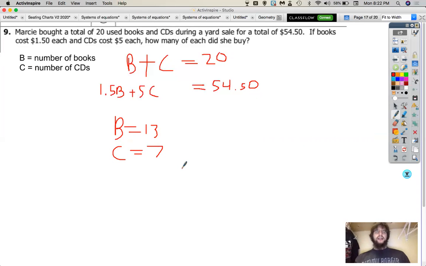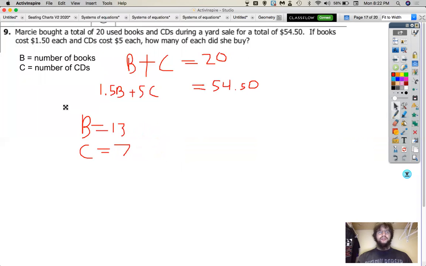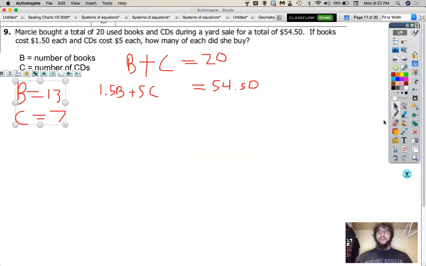Now, you can also do it by elimination method. If I was doing this by elimination, I'd multiply the top one by a -5, because I don't like messing with decimals. So this is my answer. I'm going to stick it over here somewhere out of the way. So I'm going to do elimination method real quick on it. Multiply this one by -5.